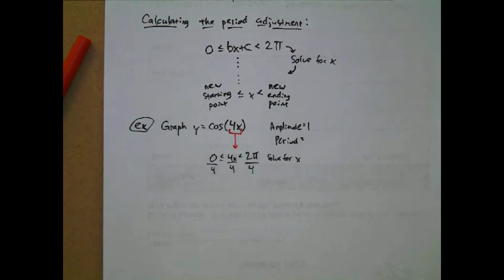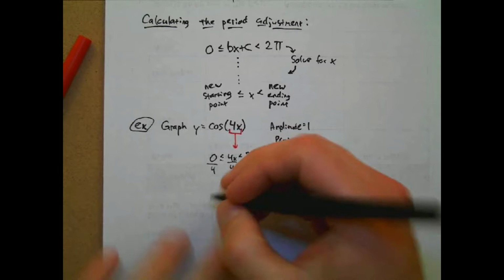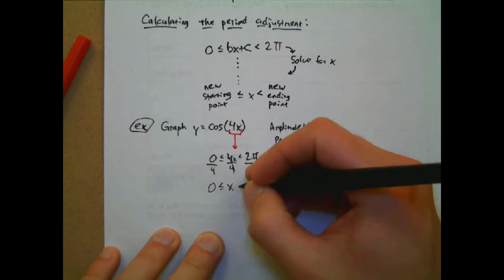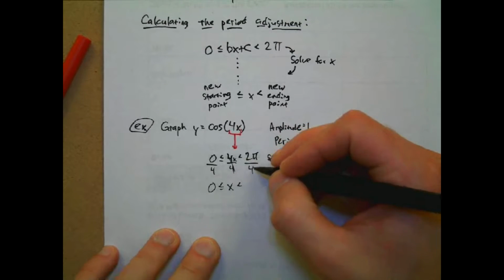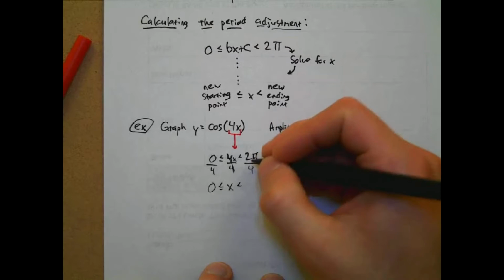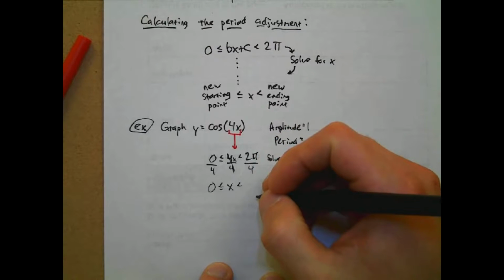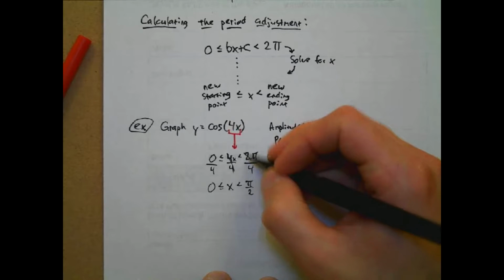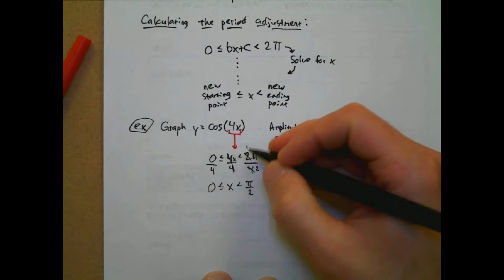0 divided by 4 is 0. 4 divided by 4 is 1. It cancels, right? We're left with just the x there. 2 pi divided by 4, well, that doesn't really divide evenly, but it does simplify. What does 2 pi over 4 simplify to be? 1/2 pi, or I'm just going to make it pi over 2. The 2 and the 4 can both be divided by 2, and you're left with 1 pi over 2, or just pi over 2 there.